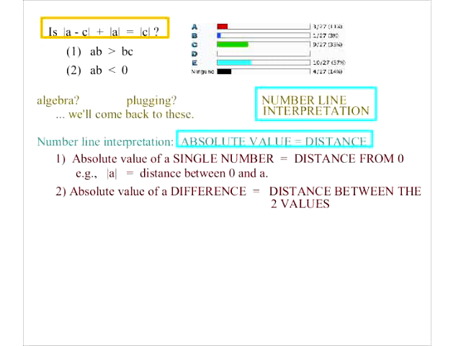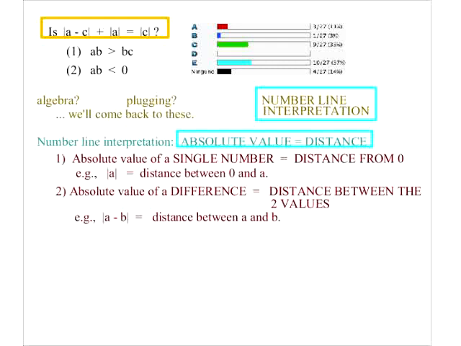So, for instance, this is a new fact, to make sure that you retain it: the absolute value of A minus B is the distance between A and B. So you don't want to think about it as the distance between A minus B and 0. That would be sort of weird. But you think about it as the distance between A and B.